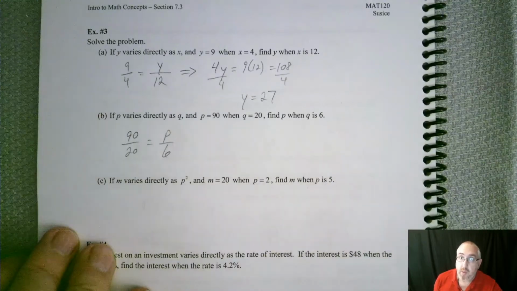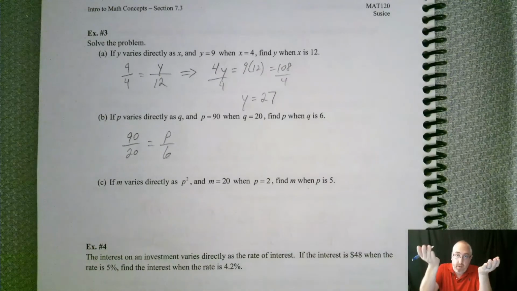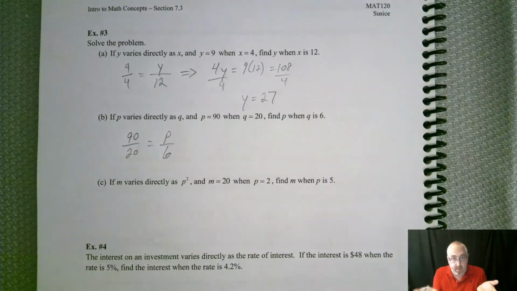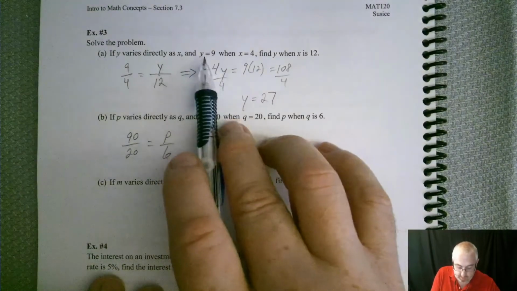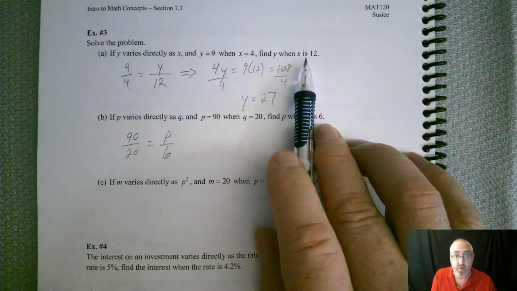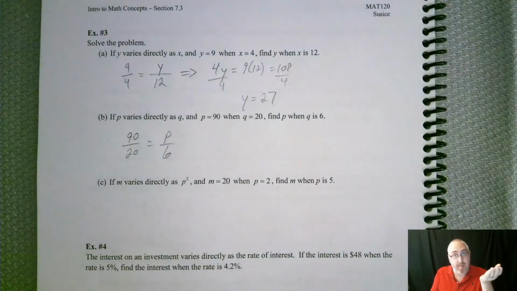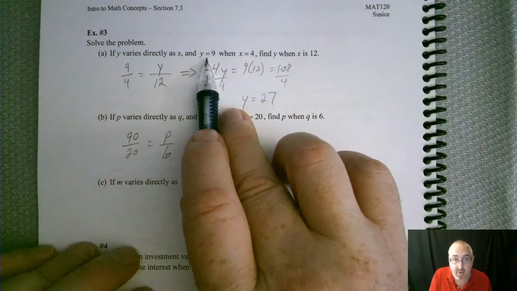Now the one other thing we should do as just a quick little check is just make sure that it's going the right direction. And what do I mean by that? Well, remember, if it varies directly, as one thing goes up, the other thing goes up. If one thing goes down, the other thing goes down. So look at what happened with the first one. We had x was 4, and then it went up to x is 12. So x got bigger. So that means that y has to do the same thing. y has to get bigger, and it did. It was 9 initially, and it went up to 27.